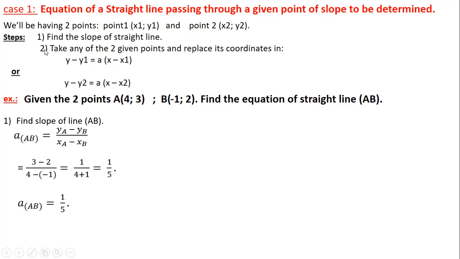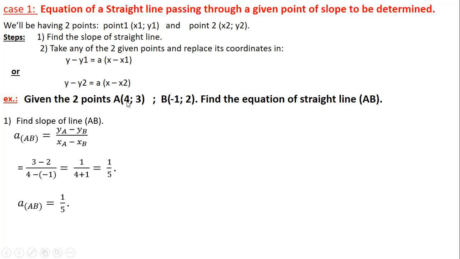Now the second step: we take any of the 2 given points, either A or B. Now I will show you the 2. If you take A, what will be your answer? If you take B, what will be your answer? You will get the same straight line.